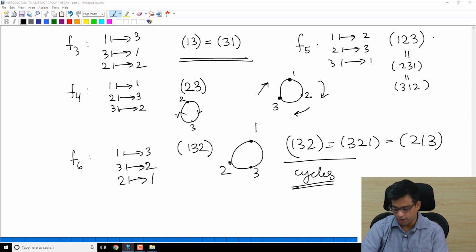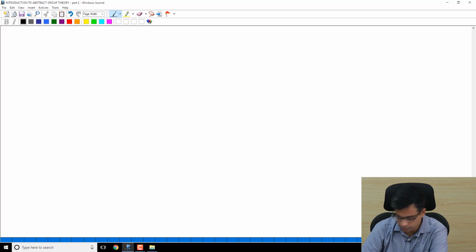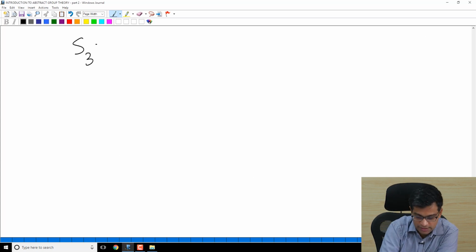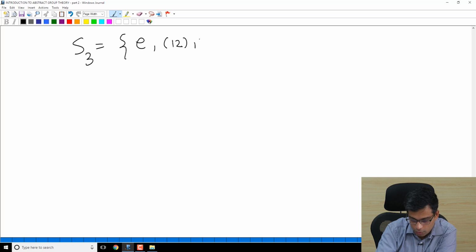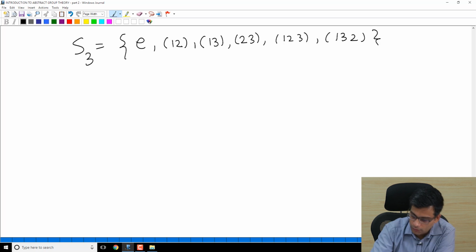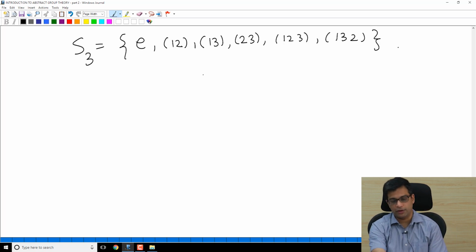So in this notation now, S3 has the identity element, which I will now as always denote by E. You have (1 2), (1 3), (2 3), (1 2 3) and (1 3 2), right? And you agree with me hopefully that it is much easier than before.